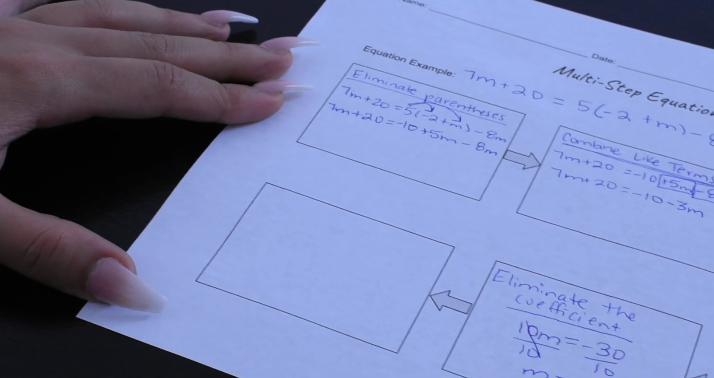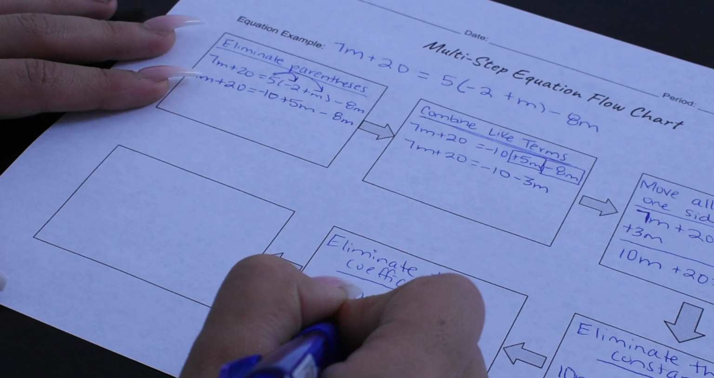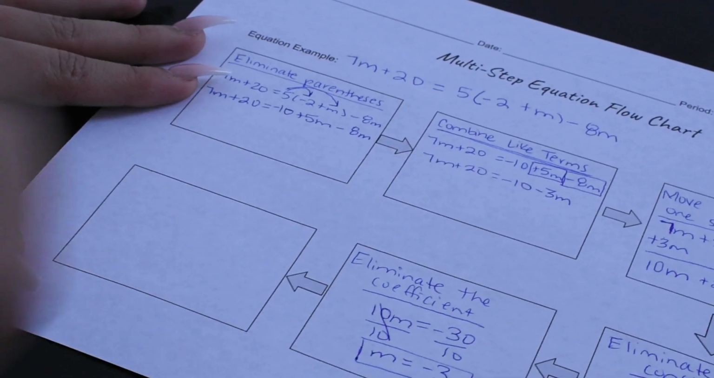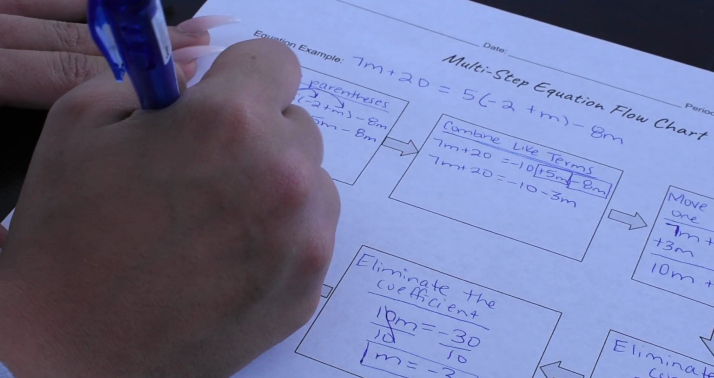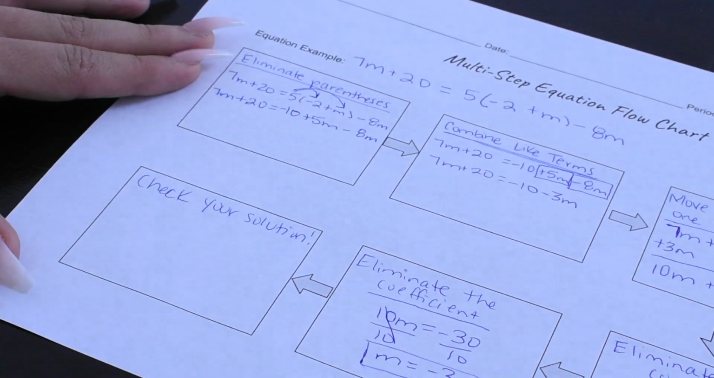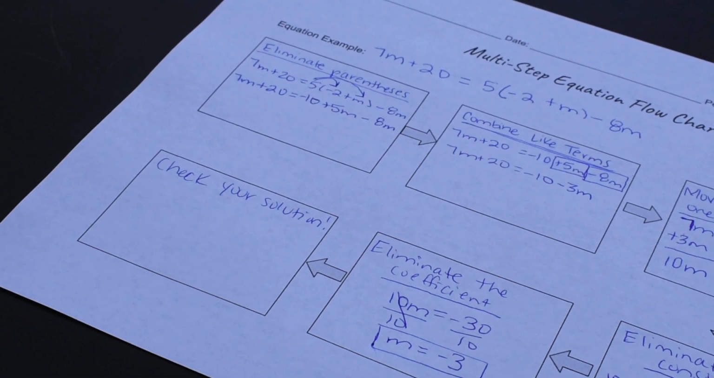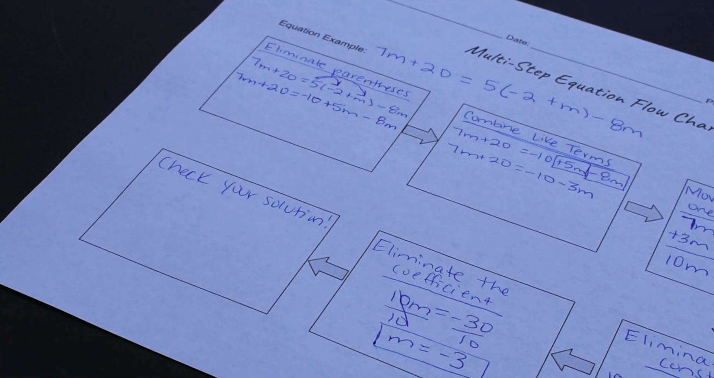And then my last step. You think, oh, we're done. We got m equals negative 3. No. You have to check your solution. You have to. Check your solution. The most important step. And why is it the most important? Because what if you did all this work and it was wrong and you moved on and now you're mad at yourself because you got it wrong because you never checked your answer.